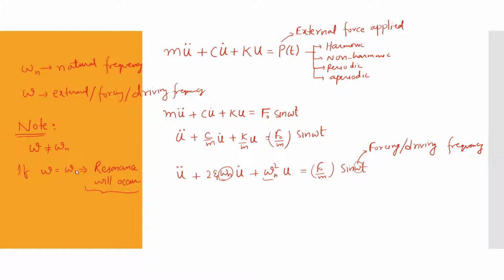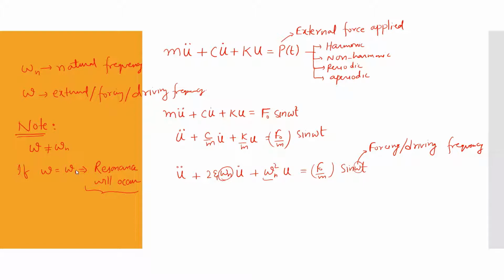So we don't want that at any point the forcing frequency and the natural frequency match. If they match, then resonance will occur, where a large amplitude would be there. So this must be very clear to us, because most of the time we don't understand what is omega and what is omega n. We must take care that omega n is specifically for the natural frequency, and omega is for the forcing or driving frequency. It is the externally applied load where we have provided this frequency.